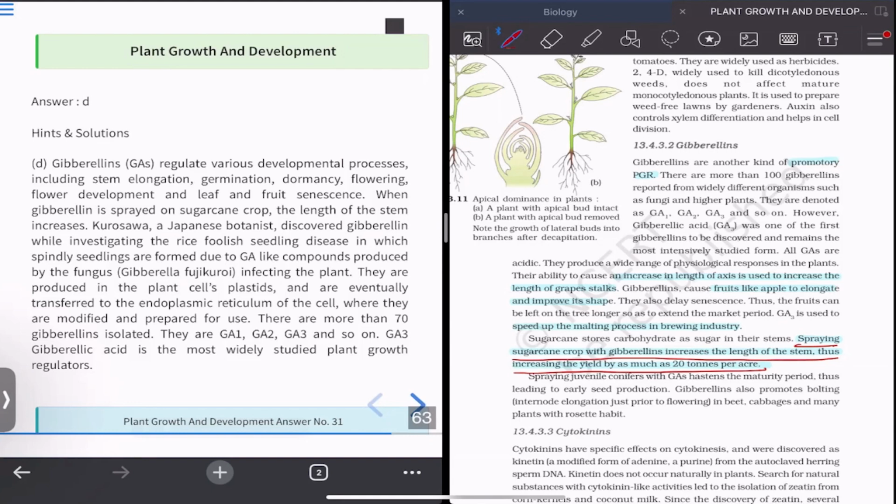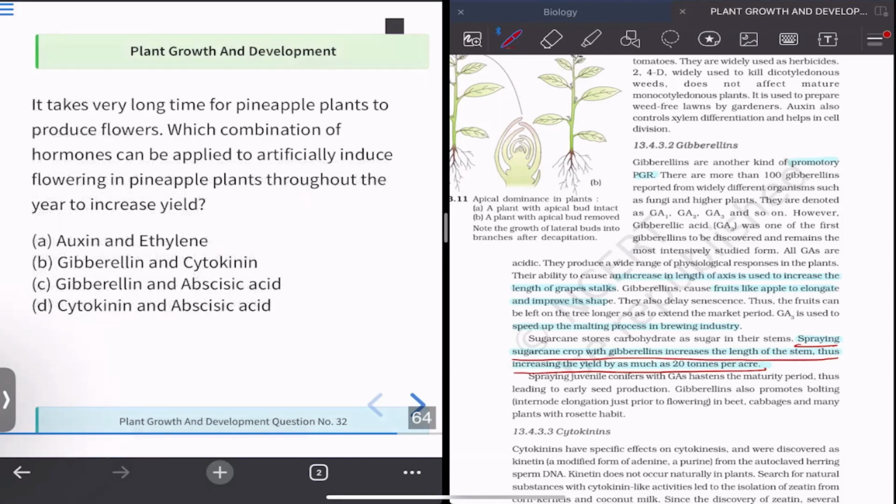When gibberellin is sprayed on sugarcane crop, the length of stem increases. And this was discovered by Kurosawa, who was a Japanese botanist. Okay, so there are various types of gibberellins that have been isolated, and they have been named as GA1, GA2, GA3, and so on. So GA3 is the gibberellic acid, which is most commonly used and also studied.